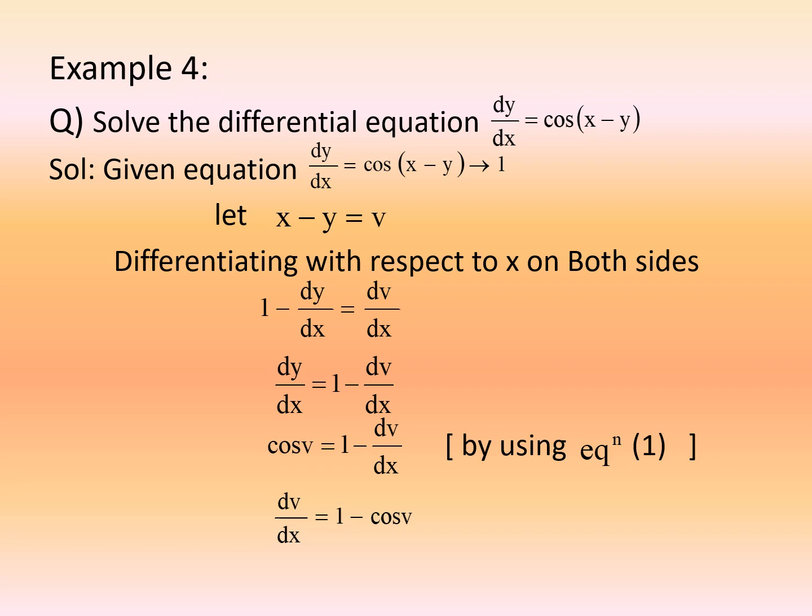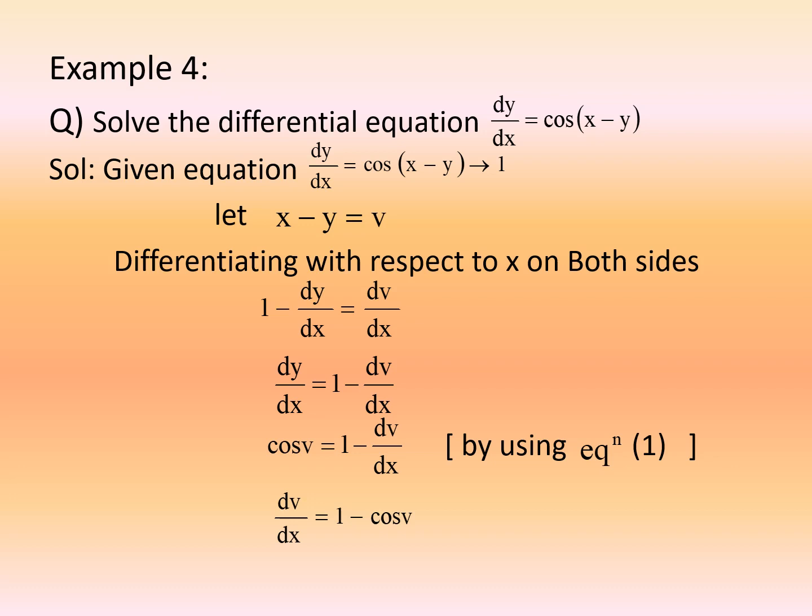Let us see example 4. The given question is, solve the differential equation dy by dx is equals to cos of (x minus y). First write down the given equation, dy by dx is equals to cos of (x minus y), and let it be equation 1. Next line, we are going to give a name for x minus y, say v. Let x minus y is equals to v. Move on to the next line. We are going to take the derivative on both the sides with respect to x. So x becomes 1 with respect to x, minus dy by dx is equals to dv by dx.